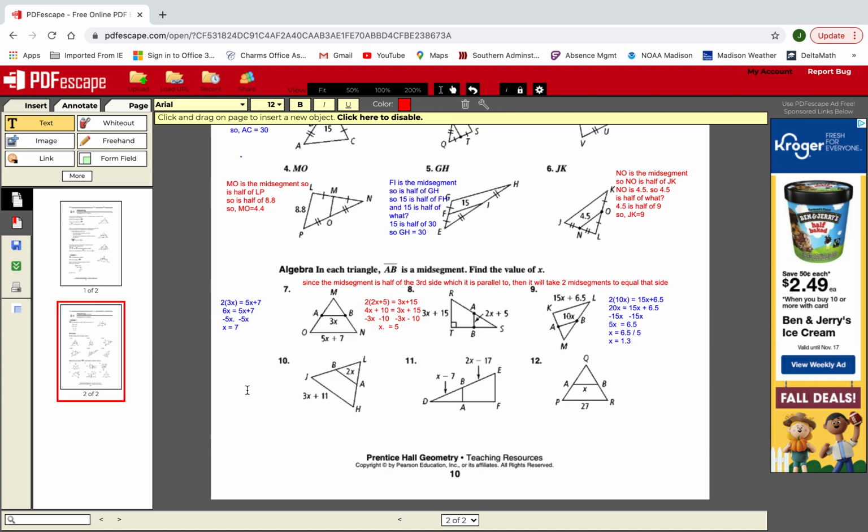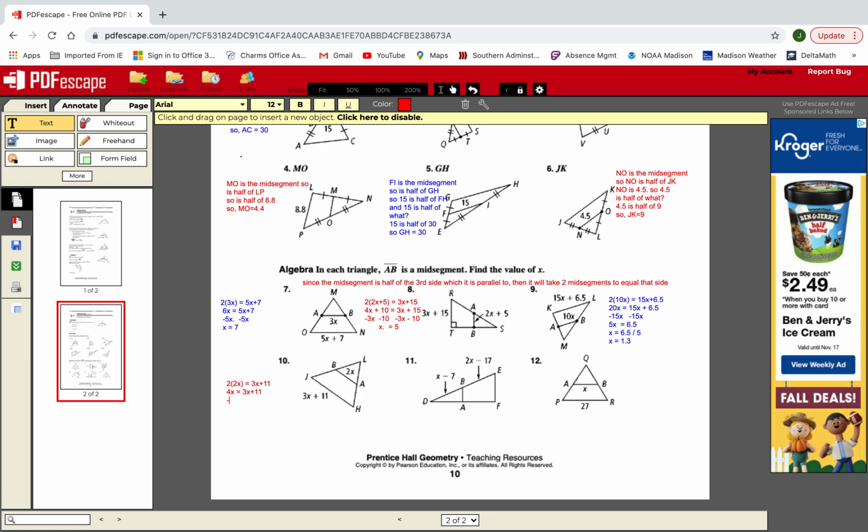Okay, so on 10, same exact type setup as all the rest of them, especially number 7. So we have 2 of the midsegments, or 2 times 2x equals 3x plus 11. Simplifying, 2 times 2x is 4x. And on the right side, I have 3x plus 11.